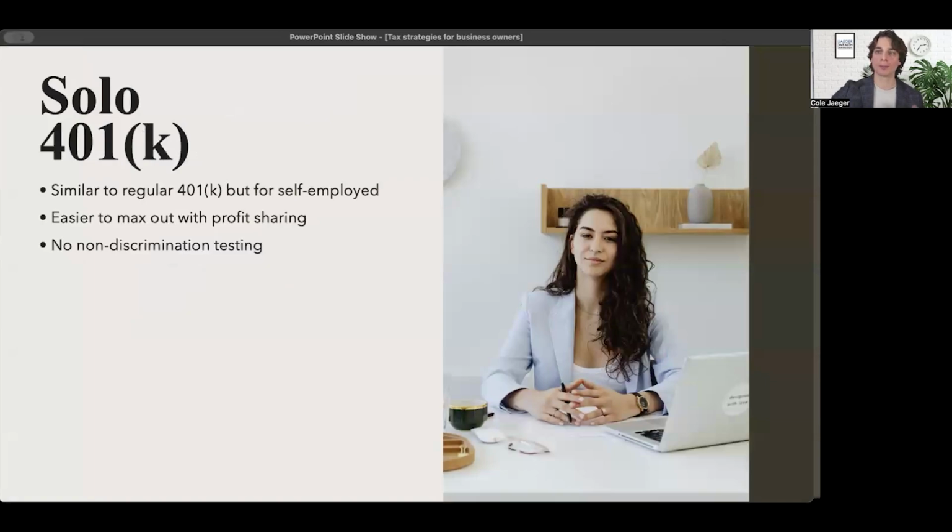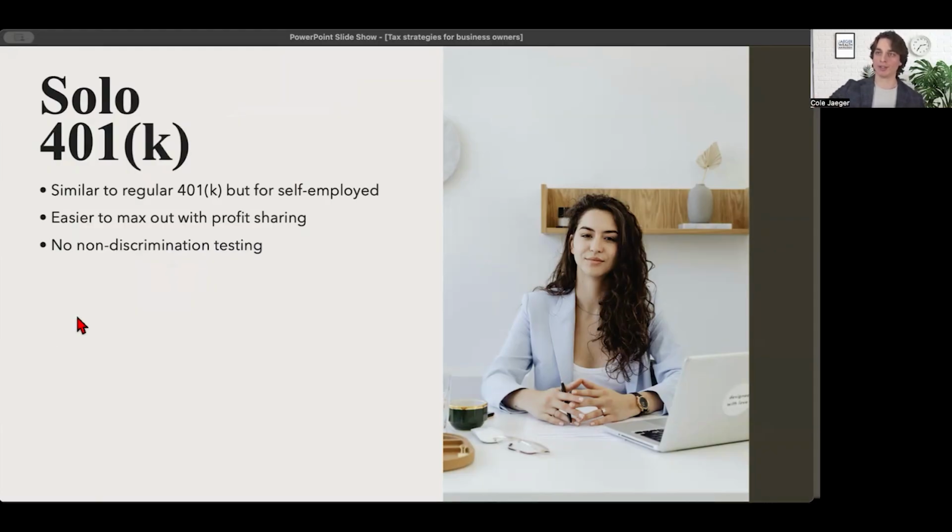Solo 401k, pretty much the same, but for self-employed individuals. It works really well with 1099 employees, freelance workers like real estate agents, mortgage brokers, etc. There's no non-discrimination testing, which is nice. And it's easier to max out with profit sharing since you're just assigning yourself that percentage.